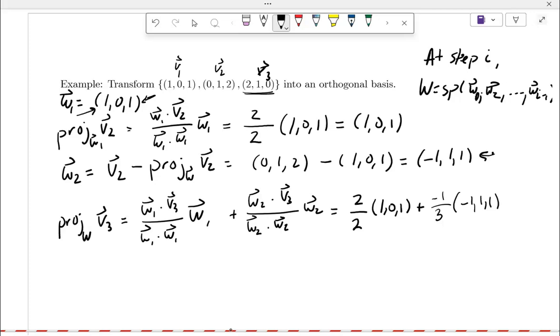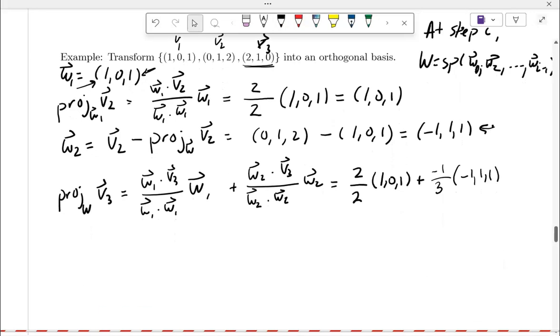So what do we get? Well, this 2 over 2 will just cancel itself out. So I get 1 plus a third, we get 4 thirds. 0 minus a third, so I get negative a third. And then 1 minus a third gives me 2 thirds. That's not your new W3, right?